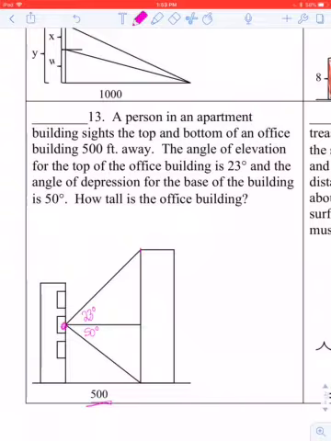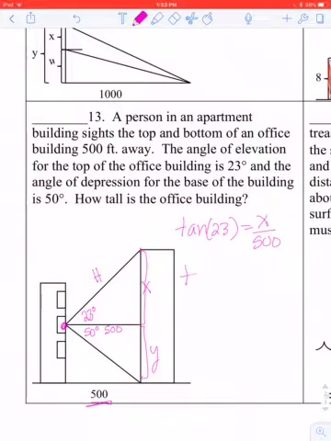So basically it's 2 problems. You need to find this length right here. And then you need to find this length right here. And just add them together at the end. But this is 500 for both problems. So I'm going to find x first. So I'm going to use tangent because this is my hypotenuse and I don't have that labeled, so it makes it pretty easy. Tangent of 23 equals x over 500. And then I'll just set up the other one too. Tangent of 50 equals y over 500.